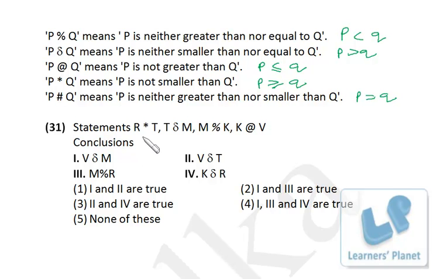Now let's decode them first of all. Convert to mathematical statement. R star T, that means R is greater than equal to T.